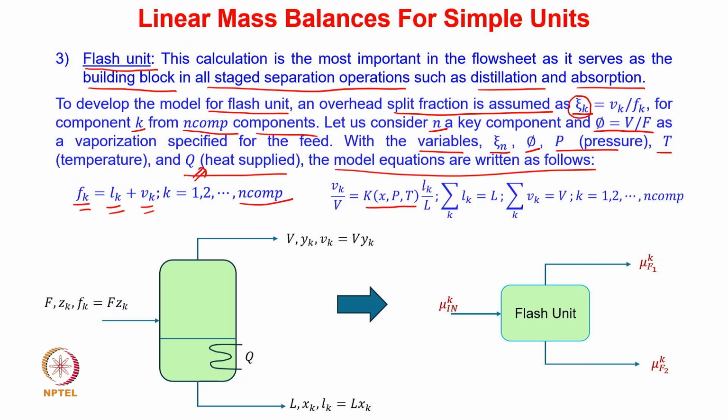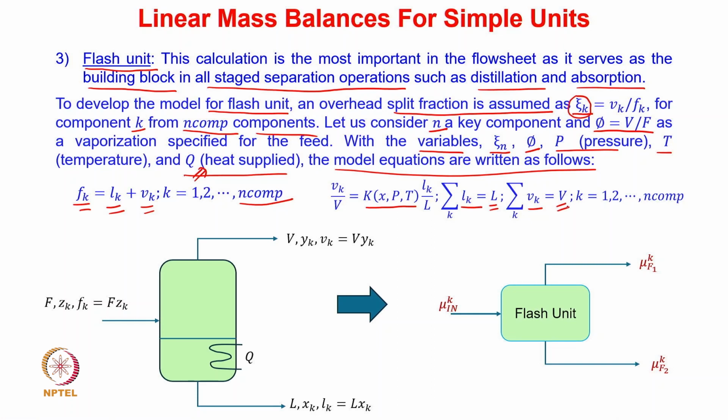So here small Lk is nothing but the molar flow rate of the kth component in the liquid divided by the total molar flow rate of the liquid. So this Lk by L is nothing but Xk, the mole fraction of the kth component in the liquid. Again, the summation of all Lk will give you the total molar flow rate of the liquid. Similarly, the summation of all Vk, which is the molar flow rate of the kth component in the vapor, over all components should equal the total molar flow rate of the vapor.